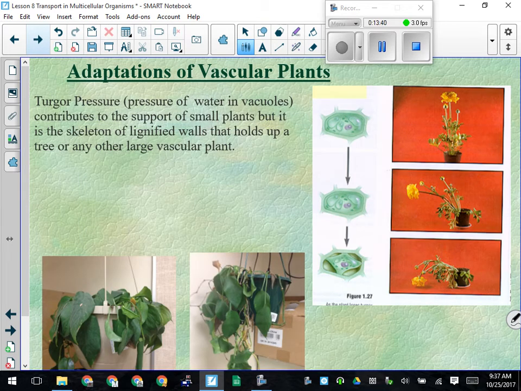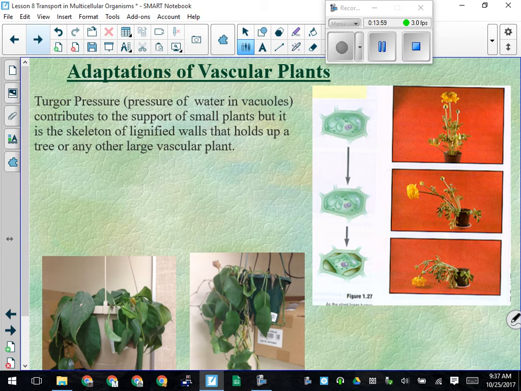Okay, turgor pressure. We talked about turgor pressure. That's an adaptation of plants to help support themselves, but it can't support a very big, heavy plant that's very tall, right? It can support a small plant that's maybe, let's say, 2 feet tall, something like that. But beyond that, it's not enough to hold the plant up, especially if it has large leaves.